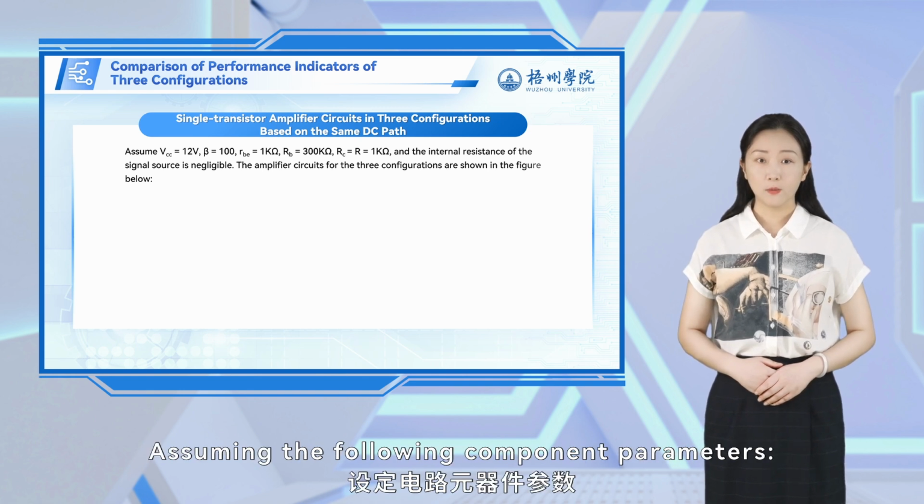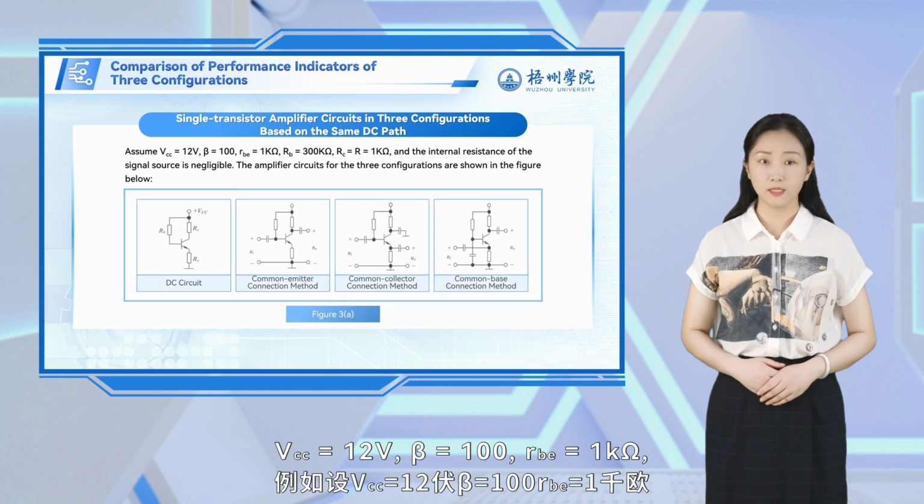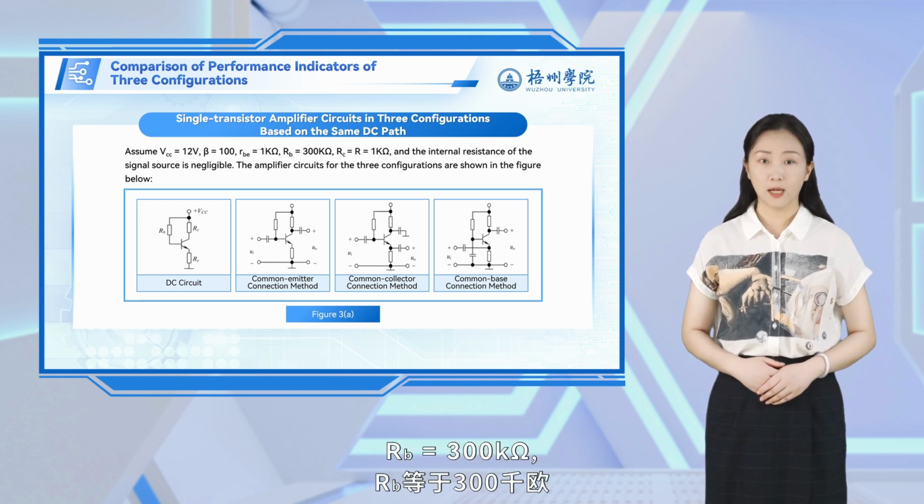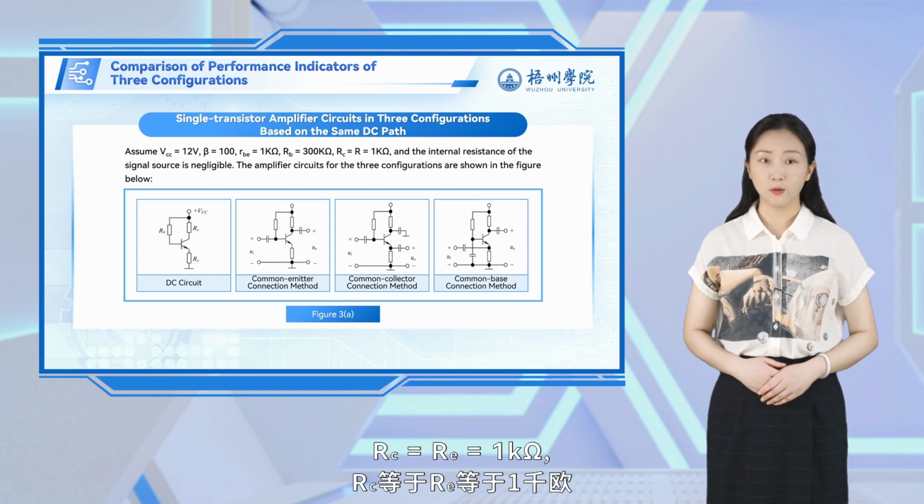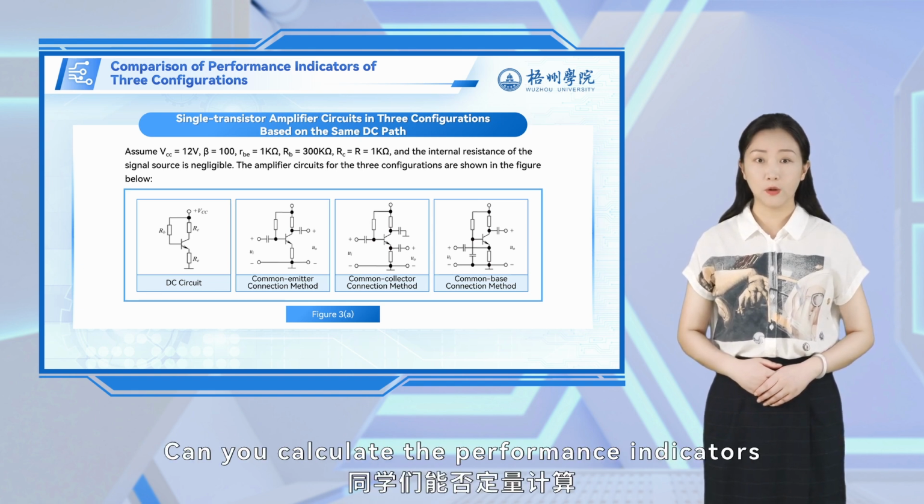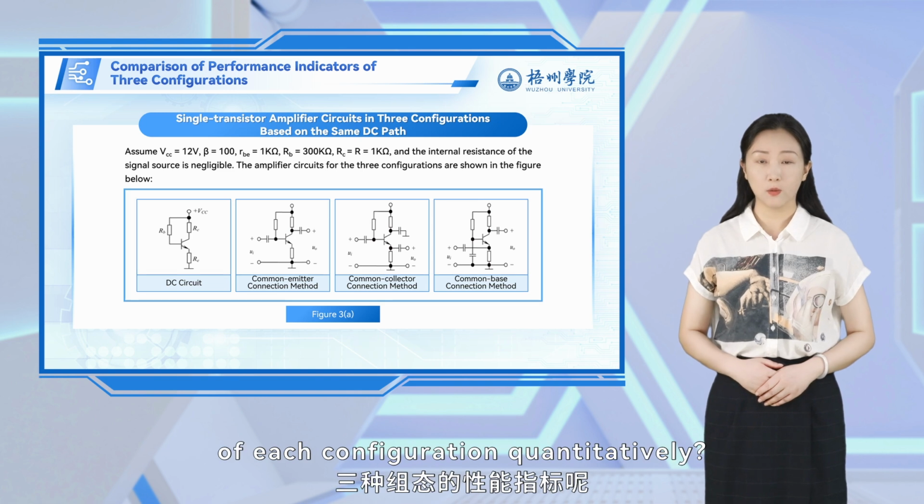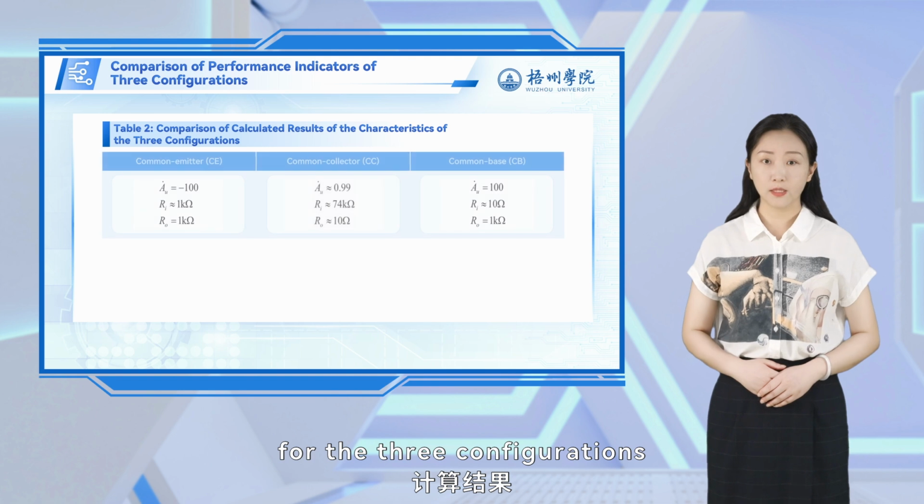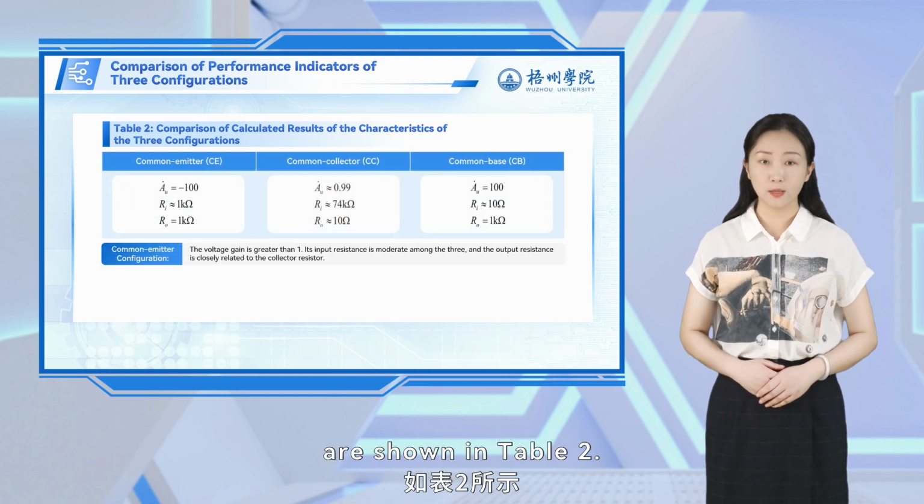Assuming the following component parameters: VCC equals 12 volts, beta equals 100, RBE equals 1 kiloohm, RB equals 300 kiloohms, RC equals RE equals 1 kiloohm, and neglecting the internal resistance of the signal source. Can you calculate the performance indicators of each configuration quantitatively? The calculation results for the three configurations are shown in Table 2.